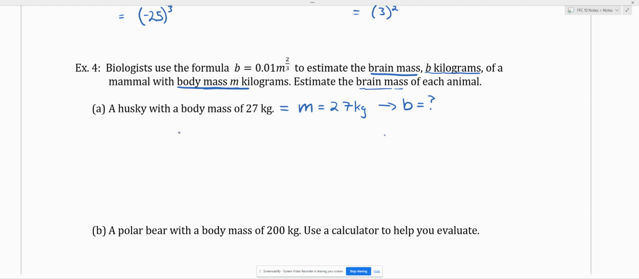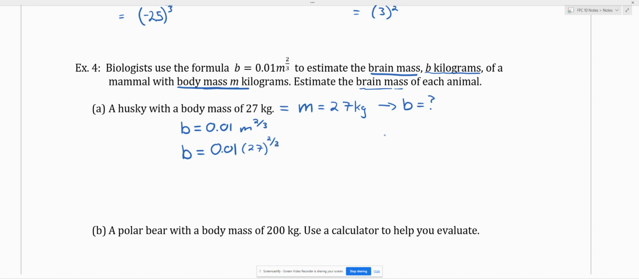So we're just going to write our formula first. Always good when substituting. Just copy the formula we're using. And then we're going to make the substitution. Raised to the 2 over 3. And so now we're going to do that substitution. B is equal to 0.01, and M in this case is 27, raised to the power of 2 over 3.